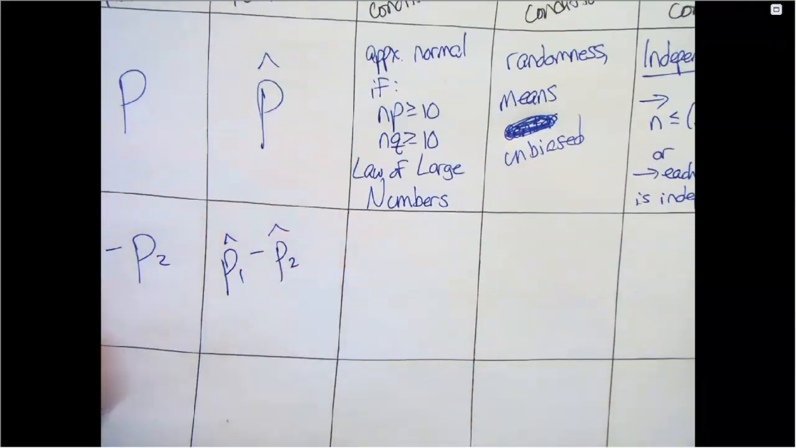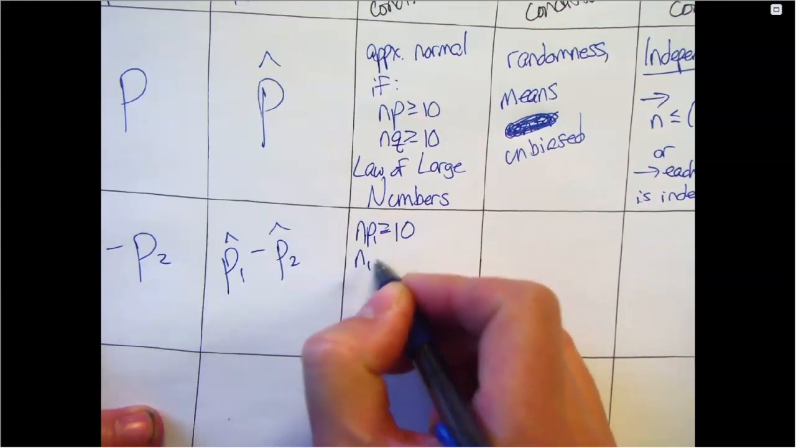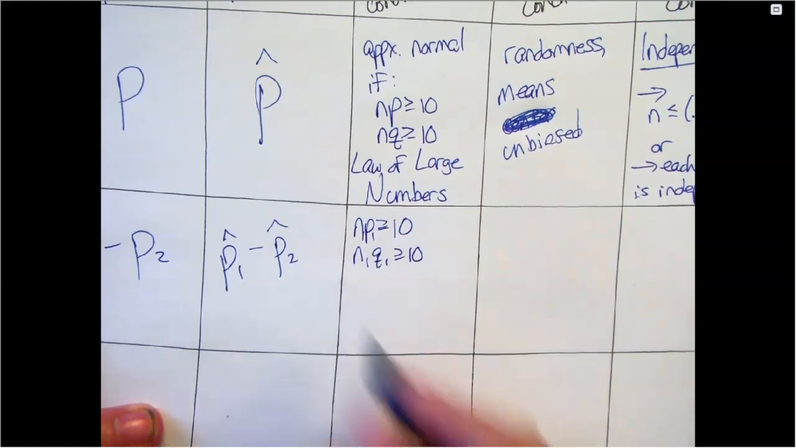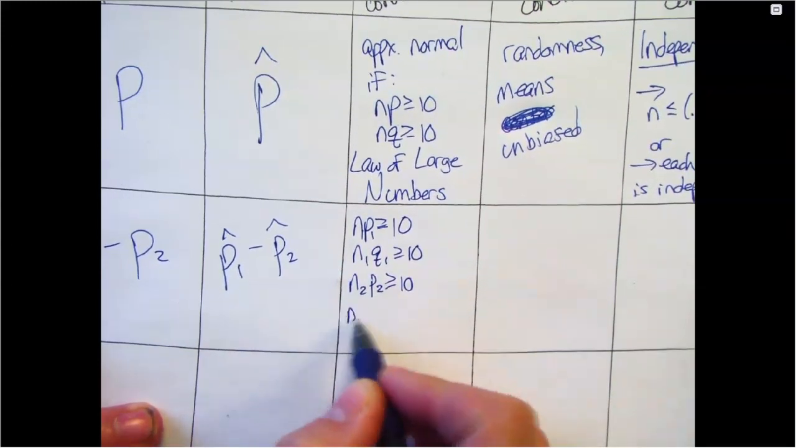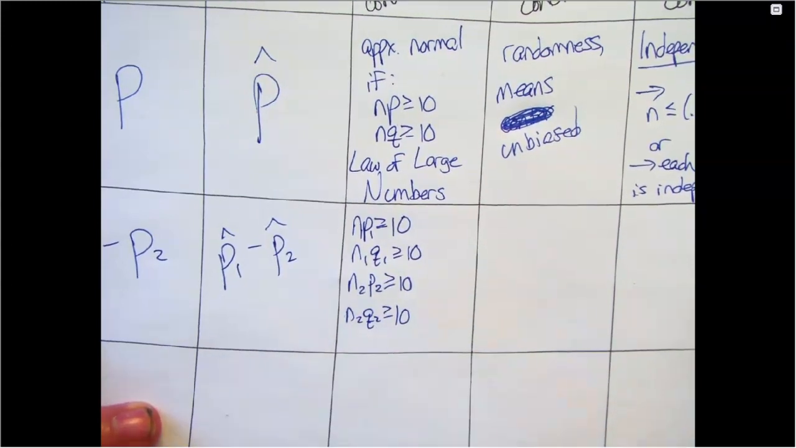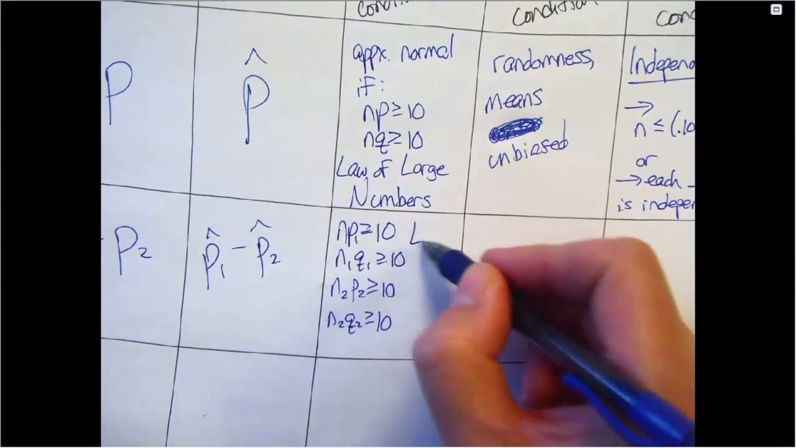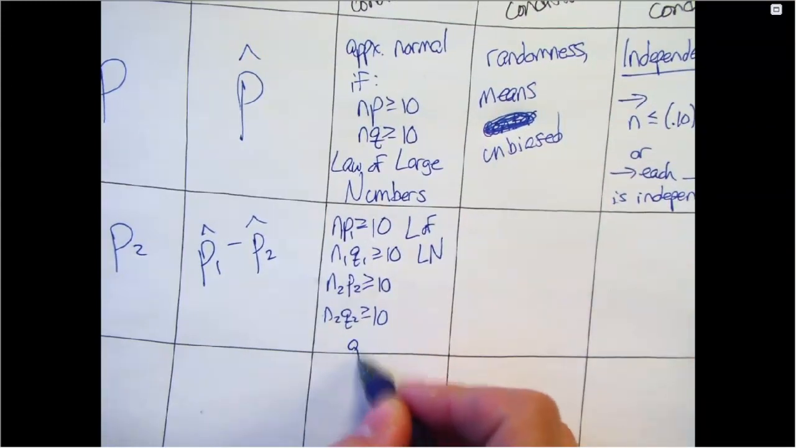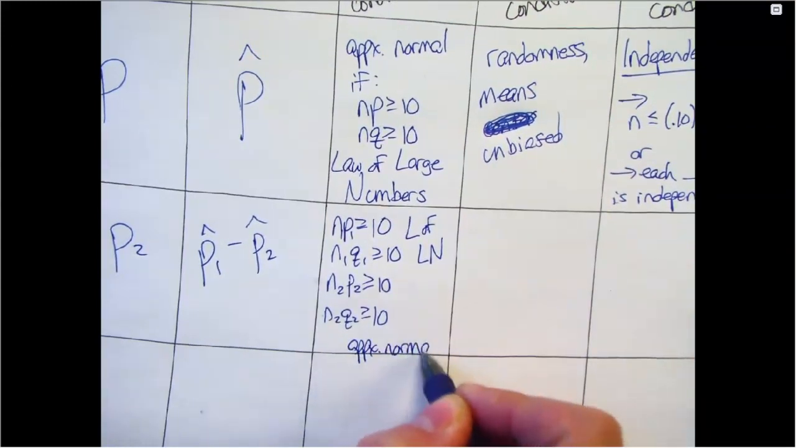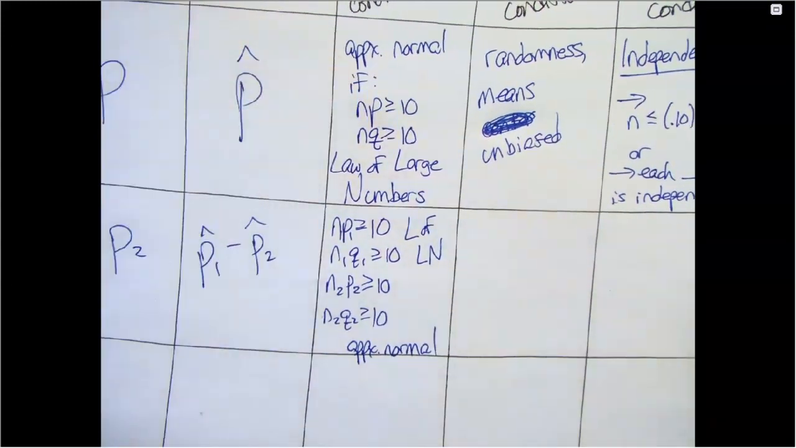The shape condition is the same, it just gets a little bit longer. So it's N1 P1 is greater than or equal to 10, N1 Q1 is greater than or equal to 10, N2 P2 is greater than or equal to 10, N2 Q2 greater than or equal to 10. That is still the law of large numbers. It's still approximately normal. So it's the same as the box above, you're just doing it for two proportions instead of one.